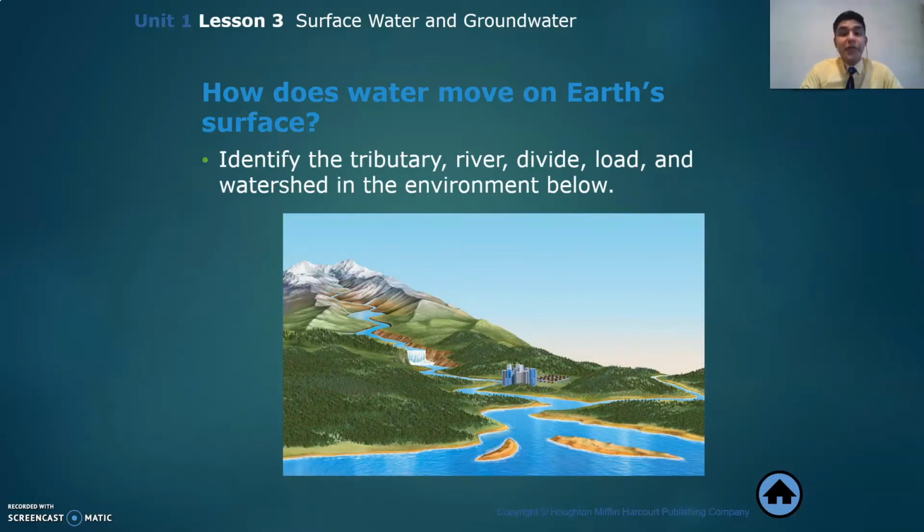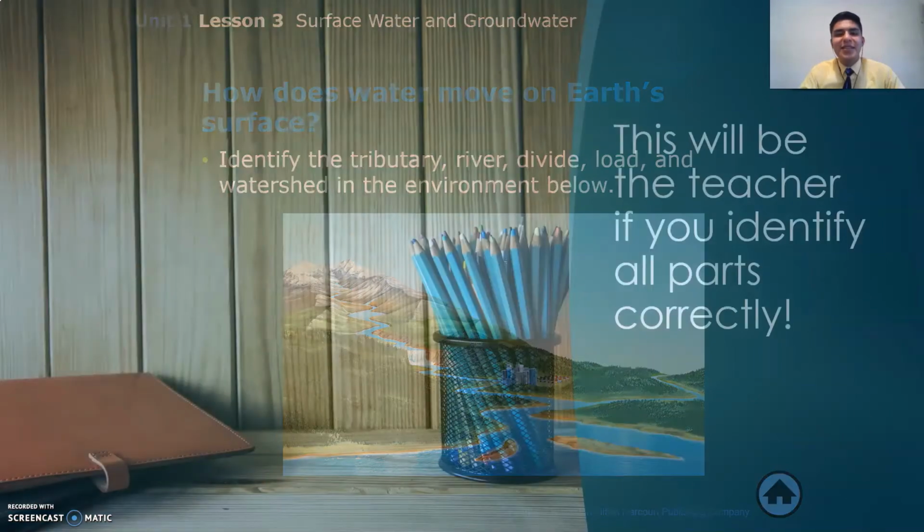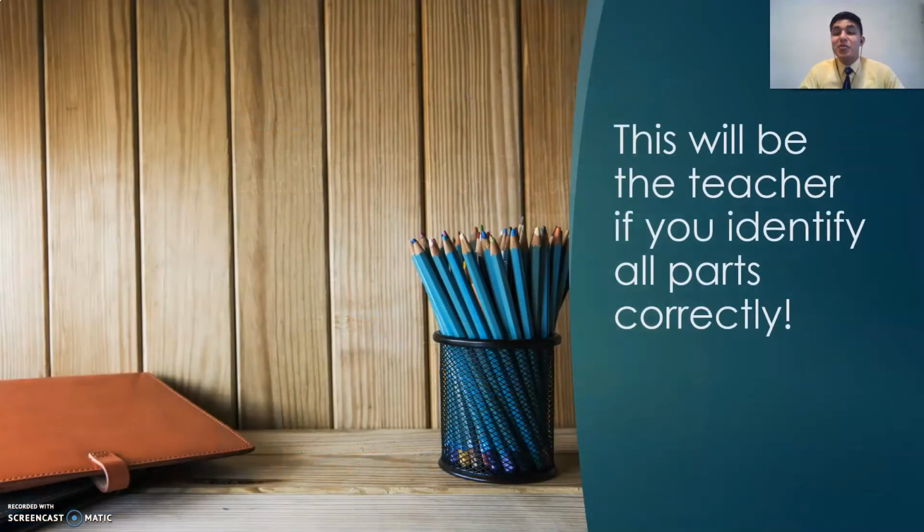Now, please identify the tributary, the river, the divide, the load, and the watershed in the environment below. So, go ahead, try it out, and then we'll discuss it. And this will be the teacher if you identify all parts correctly.